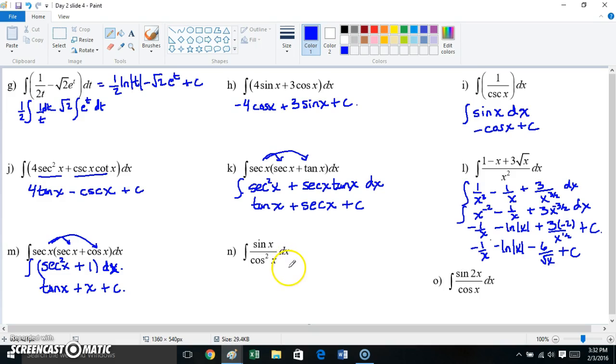All right, letter N, we have sine of x over cosine squared of x. If we rewrite this, breaking it up into sine over cosine times 1 over cosine, that is the same as the integral of tangent of x times secant of x. The integral of secant x tangent x is secant of x.